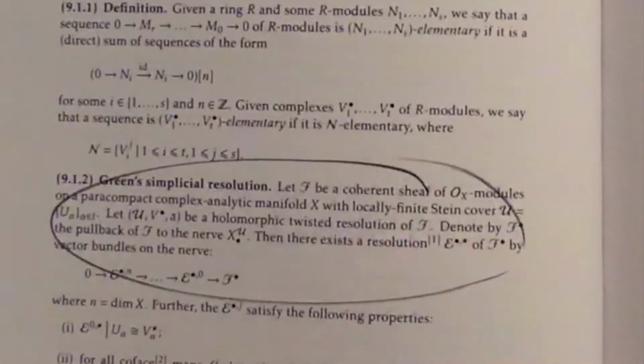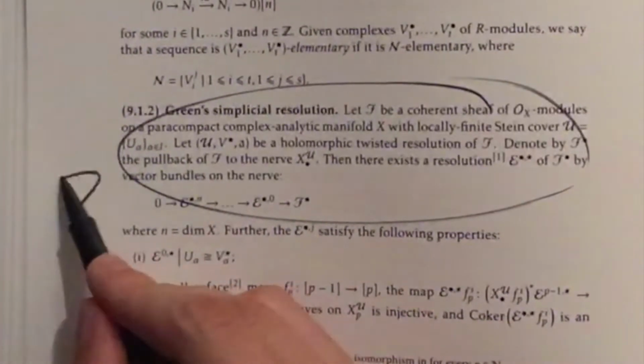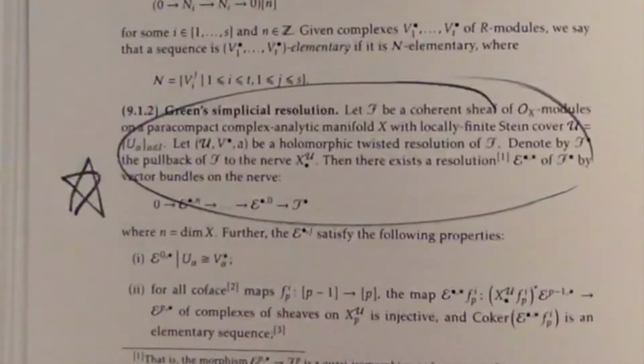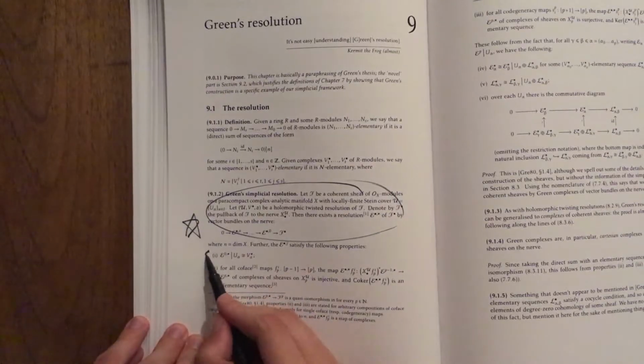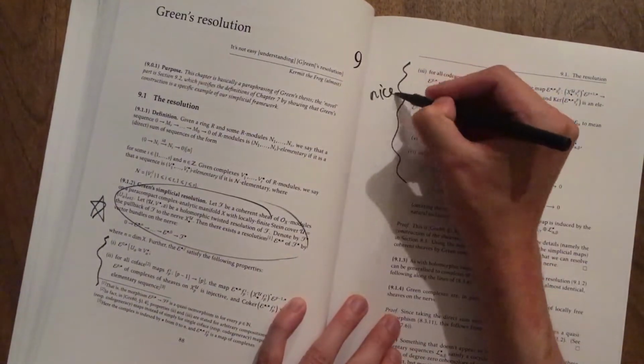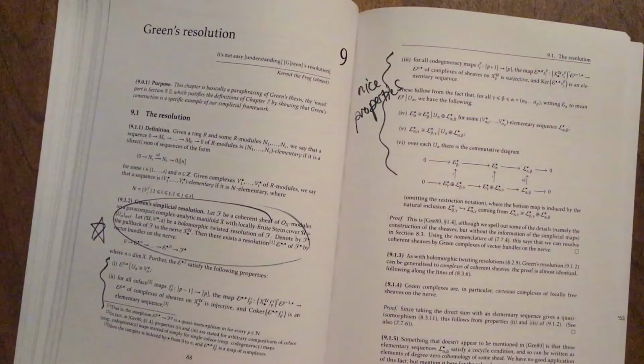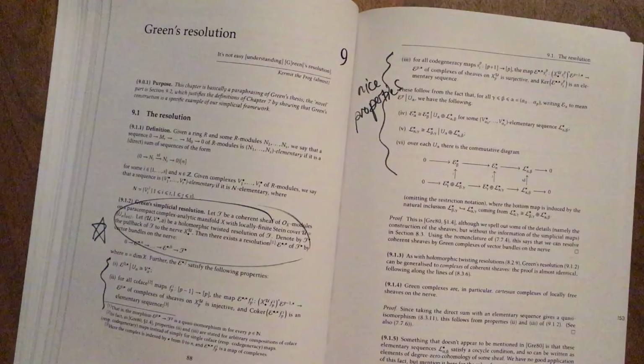Any coherent analytic sheaf, when pulled back to the nerve, has a resolution by vector bundles on the nerve, and these vector bundles satisfy some nice properties. What exactly are these nice properties? Well, one way of saying it is the following. They're exactly the nice properties that we said we would need to prove our previous theorem, and being able to endow a complex of vector bundles on the nerve with admissible simplicial connections in a compatible family kind of way.